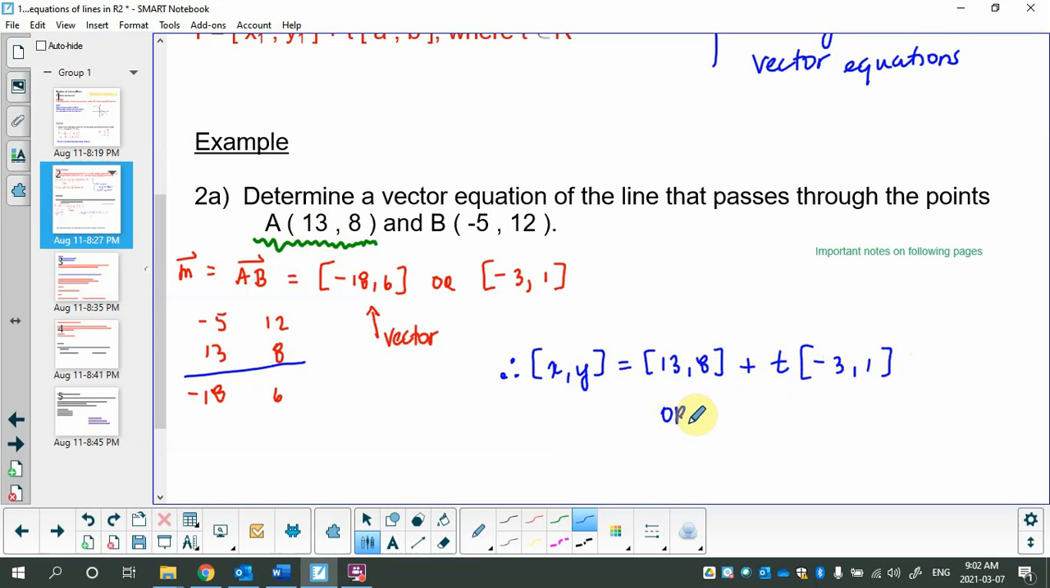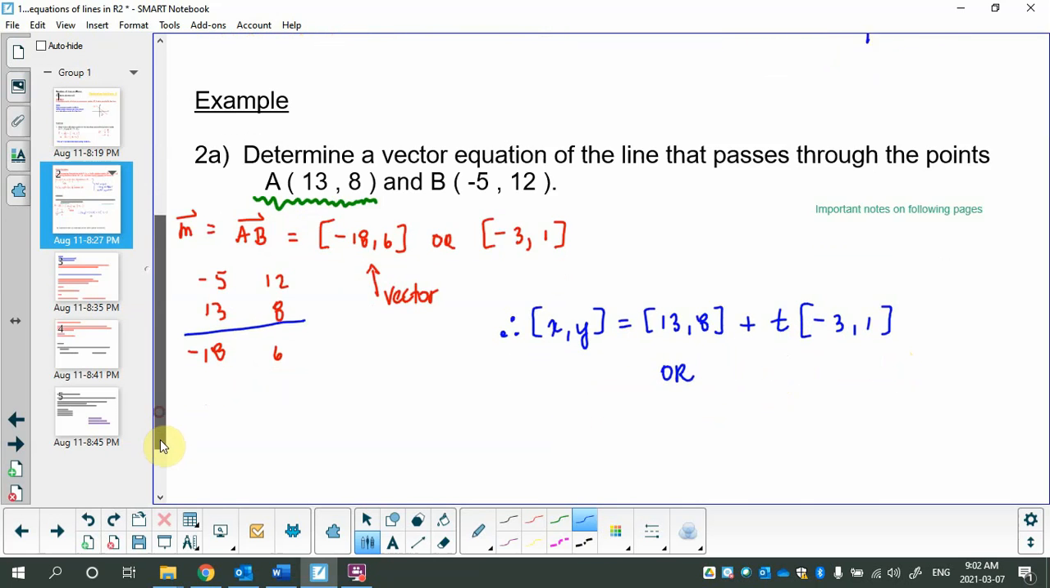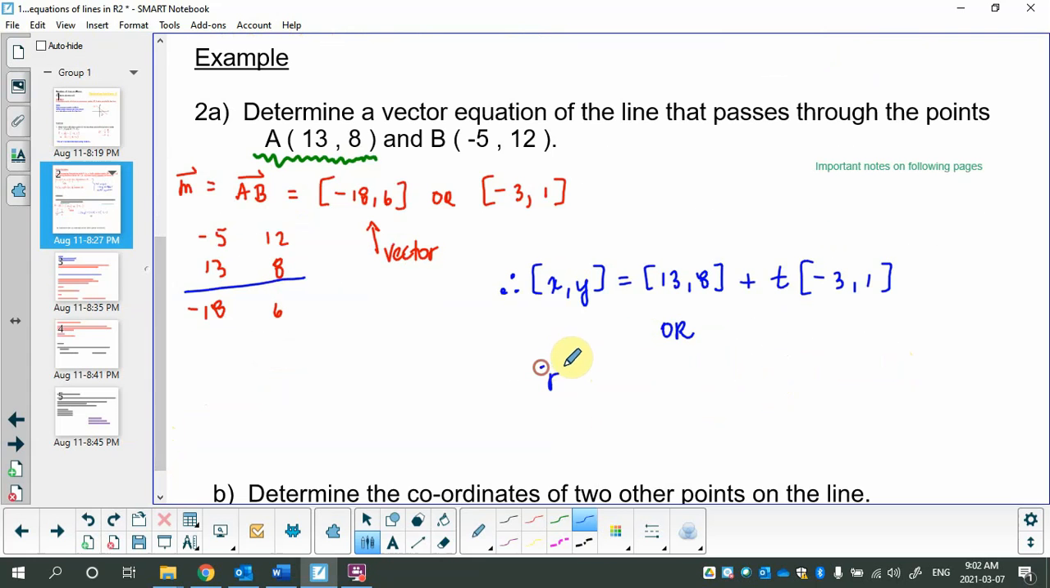Now remember, there is a second answer, and this is not the non-unique part of it. The second answer is using the r instead of the x comma y. Oops, there's me being careless. There we go. I realized that there are some important notes on the following pages.